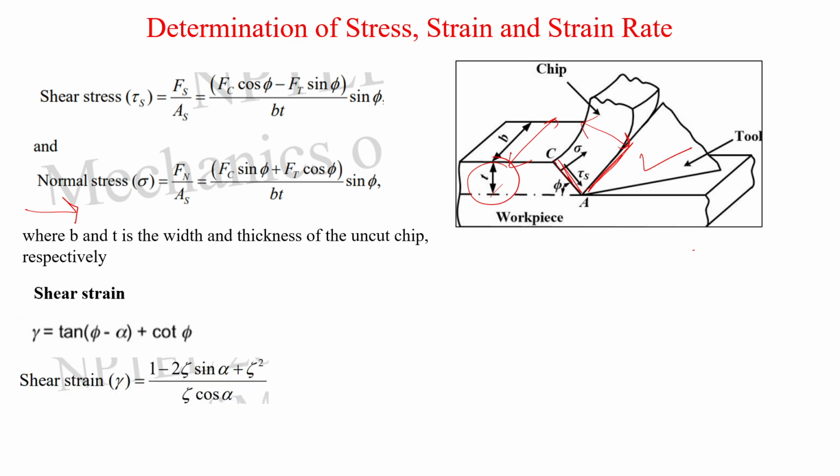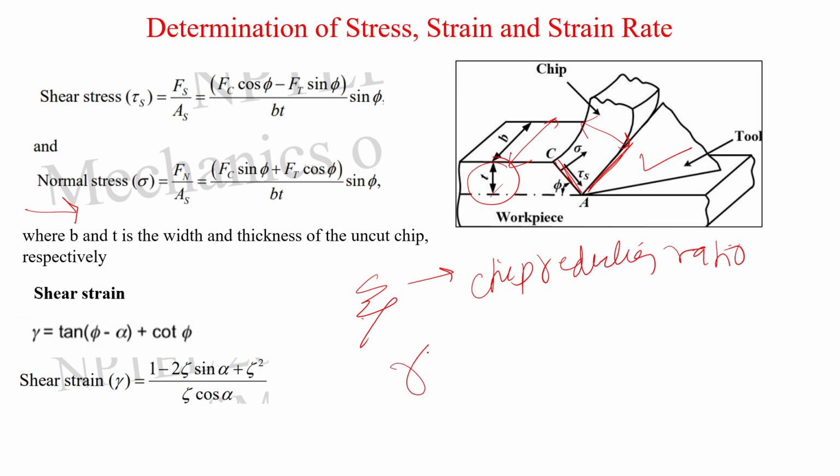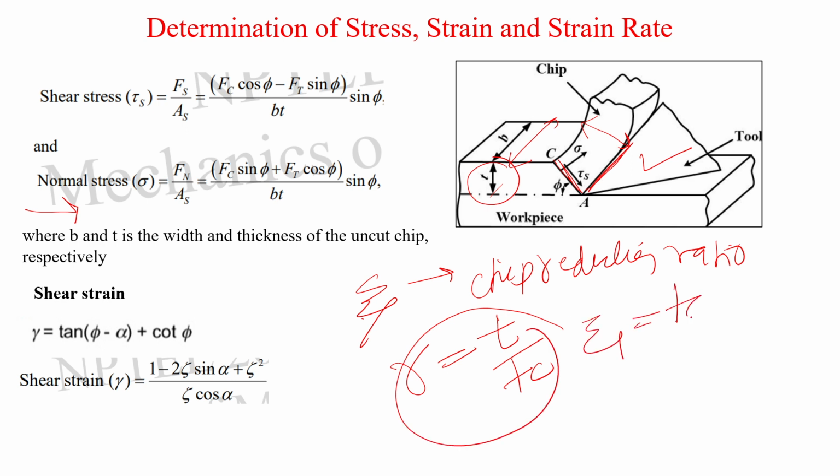Okay. Also, this shear strain rate can be written in terms of zeta. This is called zeta. So zeta is what? The chip reduction ratio. We have R, the chip ratio, which was the uncut chip thickness upon the chip thickness. But this zeta is the opposite of it, t psi by t, which is 1 by R, the chip reduction ratio. So in terms of the chip reduction ratio also, we can derive it.